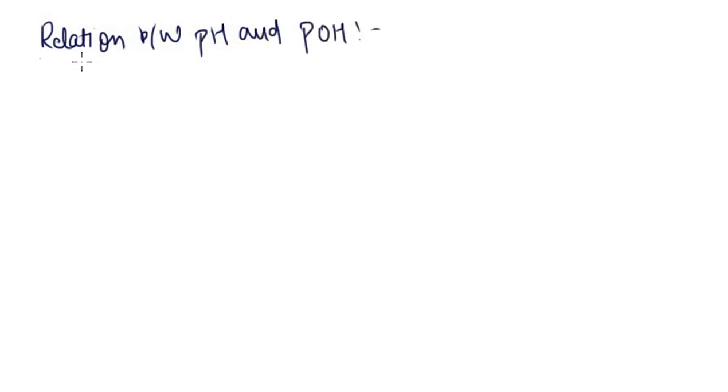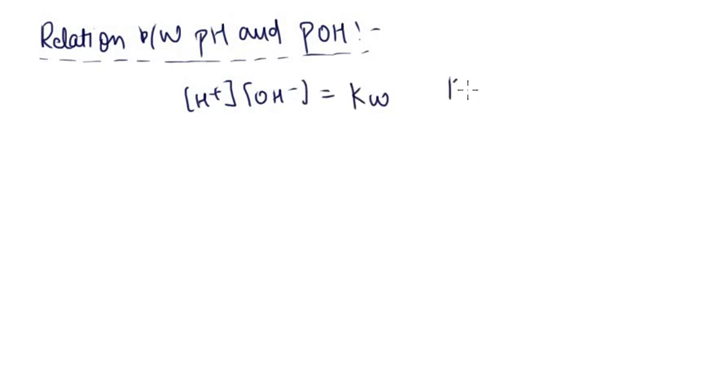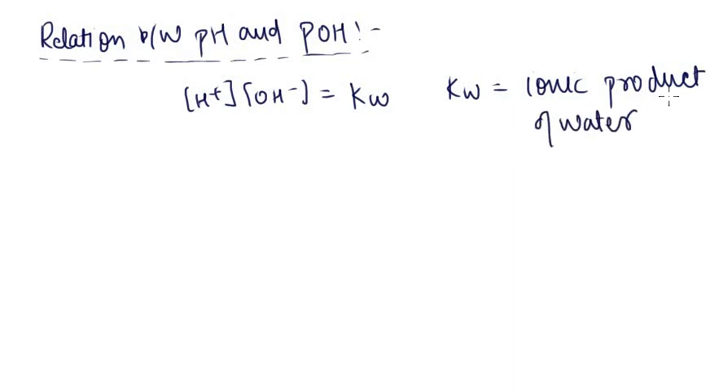So we're going to talk about the relation between pH and pOH. What is pH and pOH? We have seen previously what pH and pOH are. The concentration of H plus times the concentration of OH minus equals Kw. Kw equals the ionic product of water.